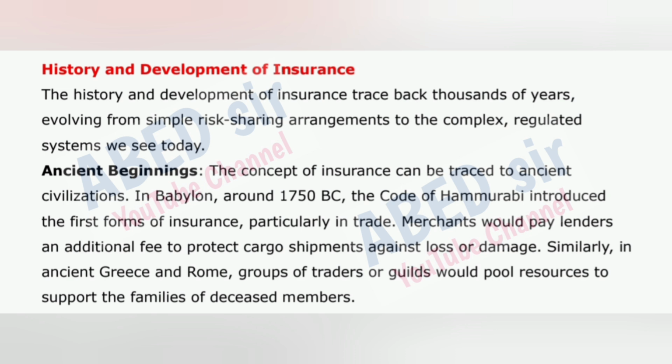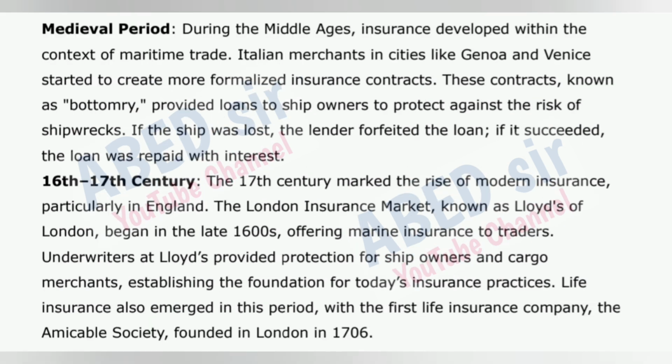In Babylon, around 1750 BC, the Code of Hammurabi introduced the first forms of insurance, particularly in trade. Merchants would pay lenders an additional fee to protect cargo shipments against loss or damage. Similarly, in ancient Greece and Rome, groups of traders or guilds would pool resources to support the families of deceased members.